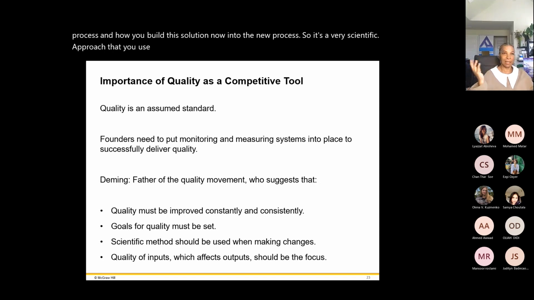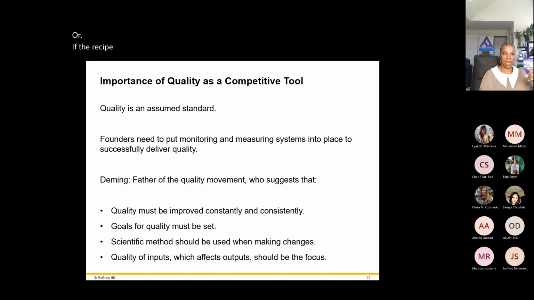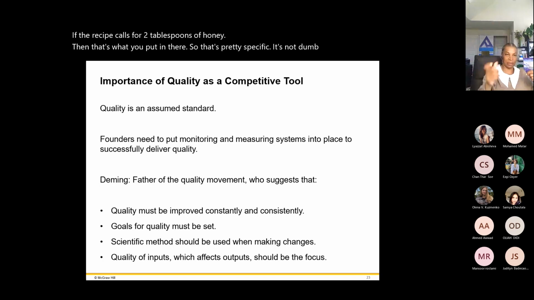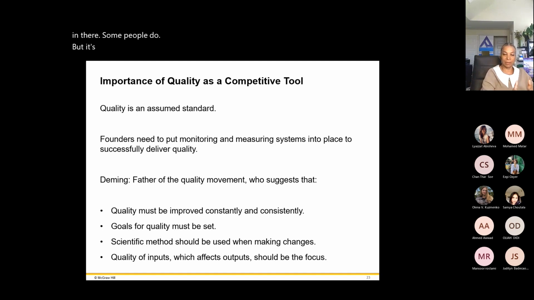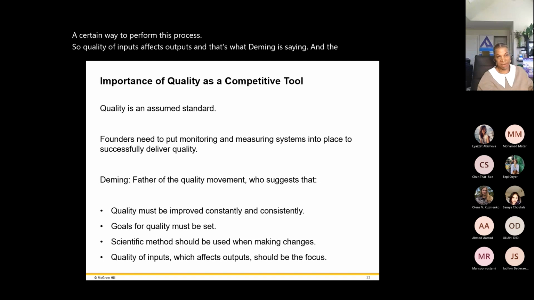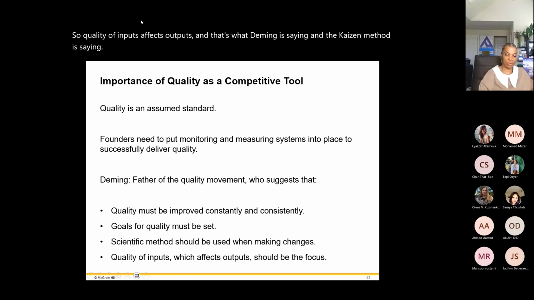It's not guessing. If the recipe calls for 2 tablespoons of honey, then that's what you put in there. So that's pretty specific. It's not dunking the honey in there. Well, some people do. But it's prescribing a certain way to perform this process. So quality of inputs affects outputs. And that's what Deming is saying, and the Kaizen method is saying continuous improvement.